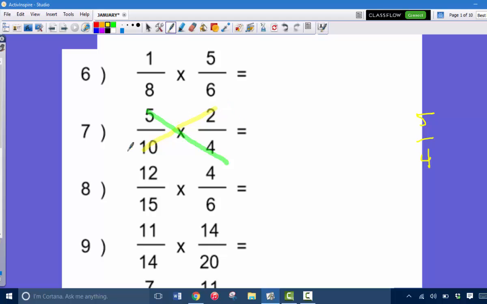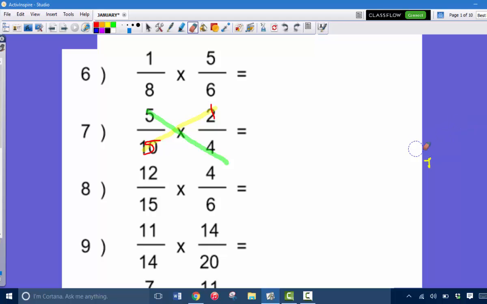But then we can look this way diagonally. I have 2 over 10. Now this one can reduce. 2 over 10. What number will go in a 2 and a 10 evenly? 2 is what you can use. 2 will go in itself 1 time. 2 will go into 10 5 times. So I'm going to change this number to a 1. Change this number into a 5, okay? And then all you have to do now is multiply across.